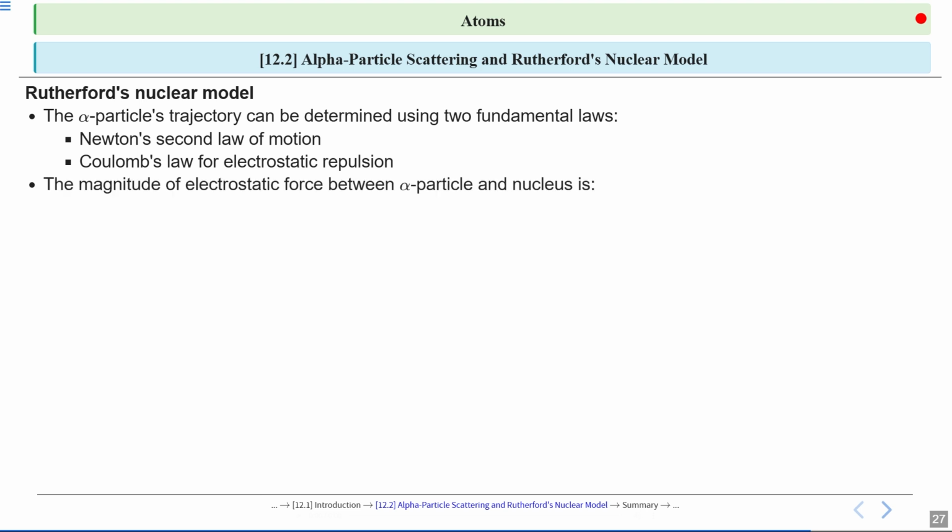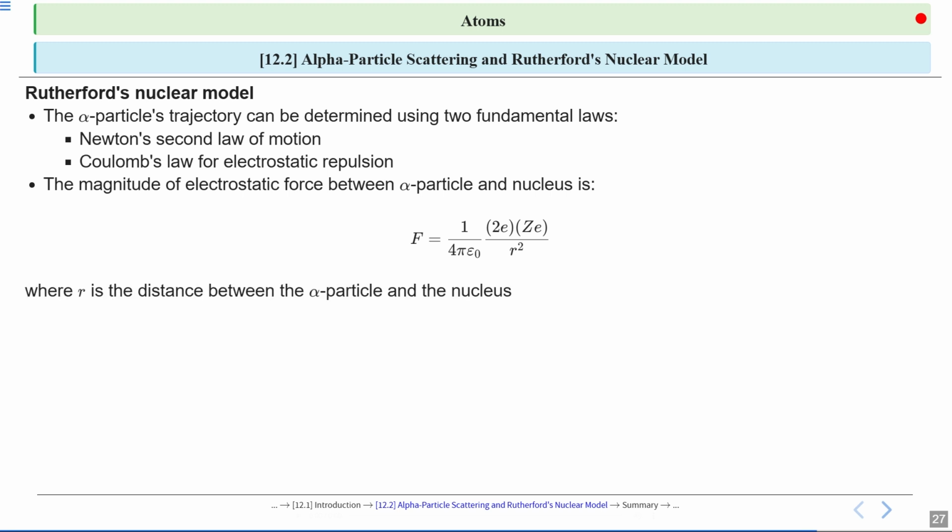Now let's look at the actual formula for the electrostatic force between the alpha particle and the nucleus. This force depends on the charges involved and the distance between them. So the formula is F equal to 1 upon 4 pi epsilon naught, 2e, that is the charge of the alpha particle, and Ze, that is the charge of the gold nucleus, upon r square.